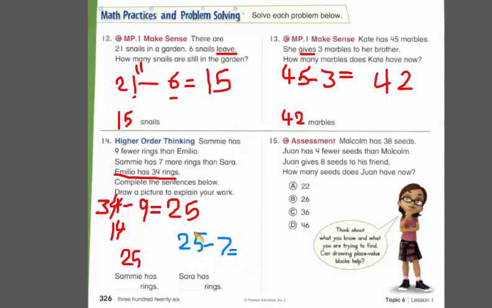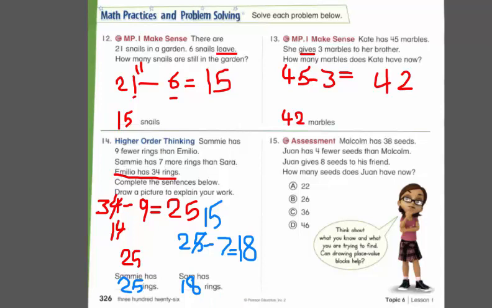So what you will do, you will regroup 1 ten. So now I have only one left in the tens. And then the ones becomes 15 because I regroup 1 ten to make 10 ones. 15 take away 7 equals 8. Equals 18. So now Sarah has how many? Sarah has 18. Because Sammy had 25, and Sarah has 7 fewer. So 18. Okay? So one more time.